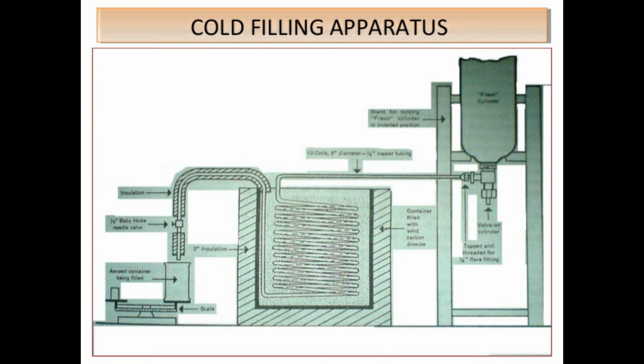The various units used in the cold filling method are unscrambler, next air cleaner, after that concentrate filler, next propellant filler, next valve placer, next valve crimper and water bath, and next the labeling section, and finally coder and packing table. The cold filling method is no longer being used as it has been replaced by pressure filling methods.